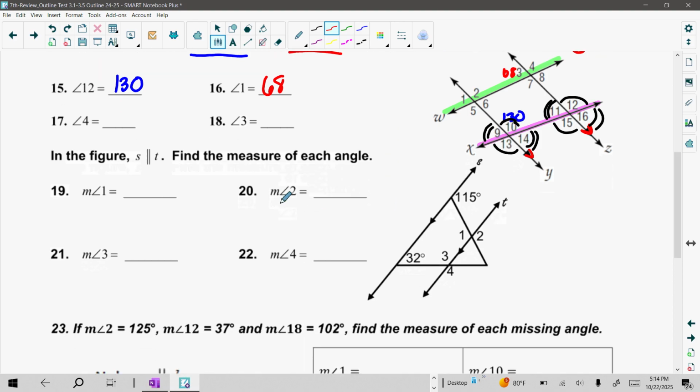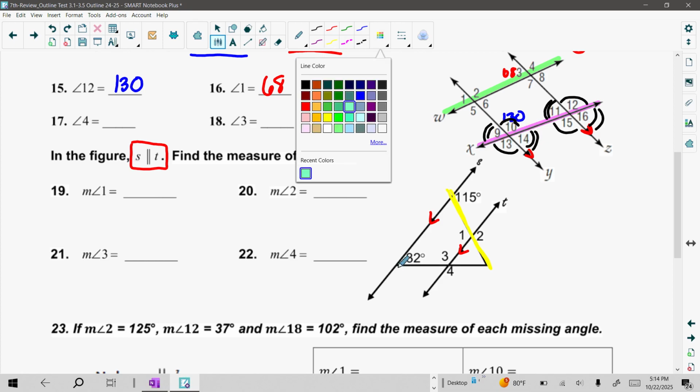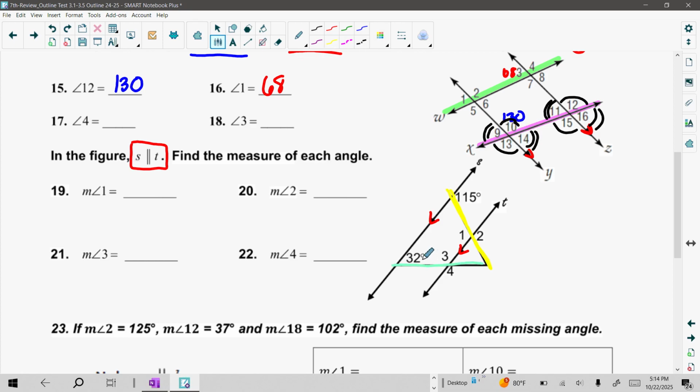We have multiple transversals on 19 through 20 as well. The parallel lines, they tell us here S is parallel to T, and they also showed it with the arrows. So that means we have two transversals. We have this transversal on this side of the triangle, and then we also have another transversal with this side of the triangle, and they have a couple angles measured. So to get to angle 1, I'm hoping you recognize using this yellow transversal that 115 and 1 are alternate interior angles. And alternate interior angles are congruent. So if I know 115, then angle 1 is also 115.